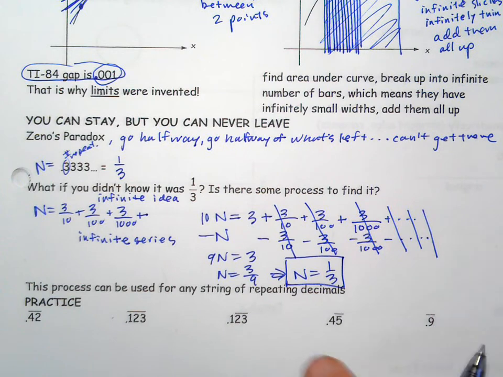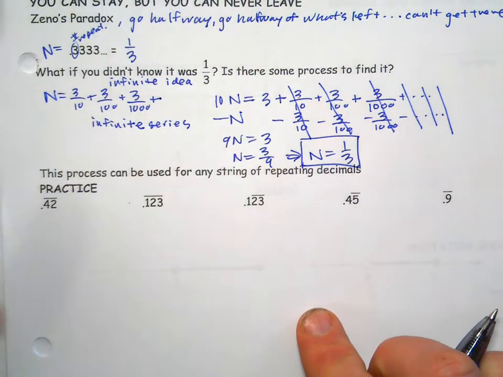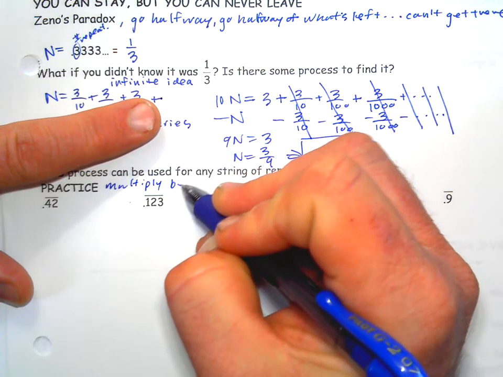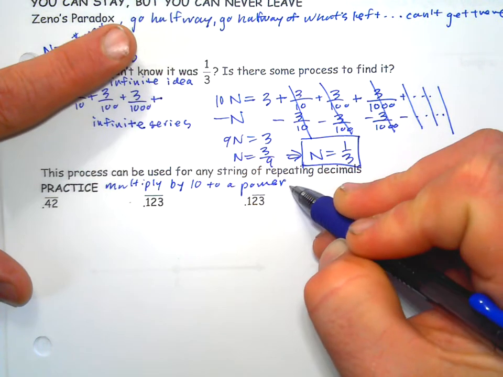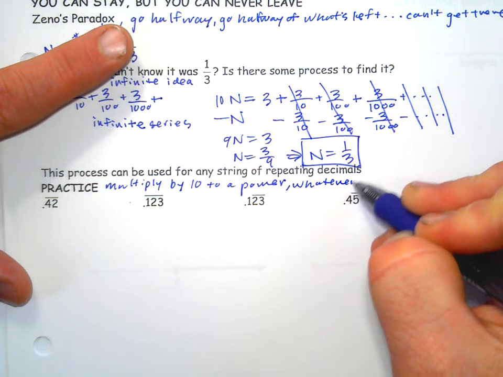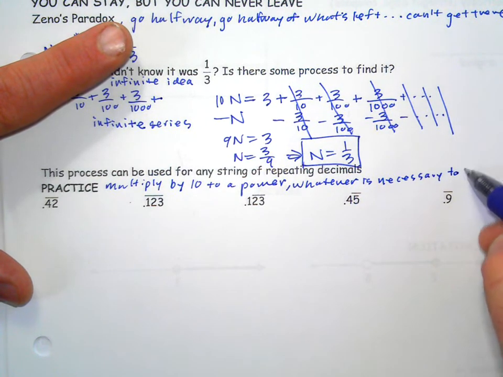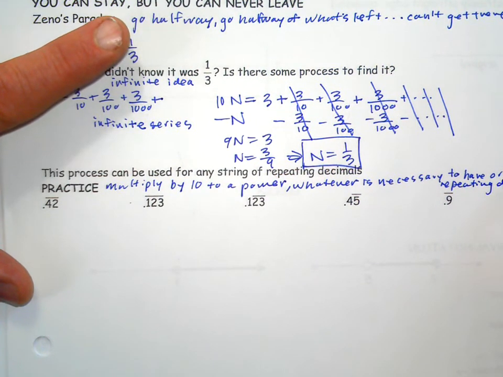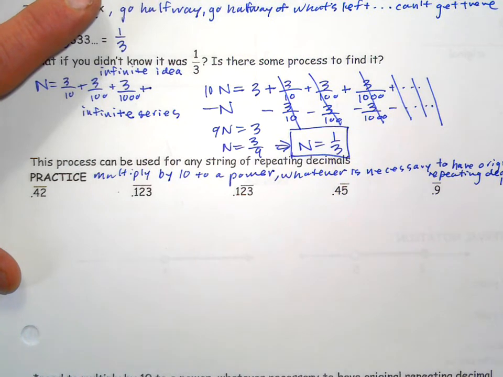Now, I did this on purpose on an easy one, just so you felt confident in it, but we're going to do it on some more hard ones. I don't think you guys would recognize what these would be as fractions, and these aren't that bad. So here's the trick. I'm going to multiply by 10 to a power, and in general, it's whatever is necessary to have the original repeating decimal left over. So I'll show you how this works, and then you guys get to practice on your homework.